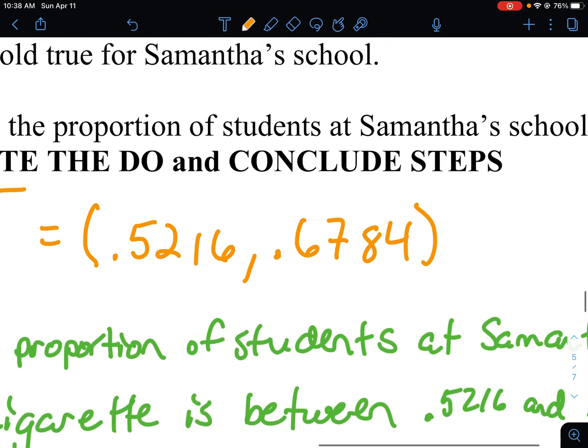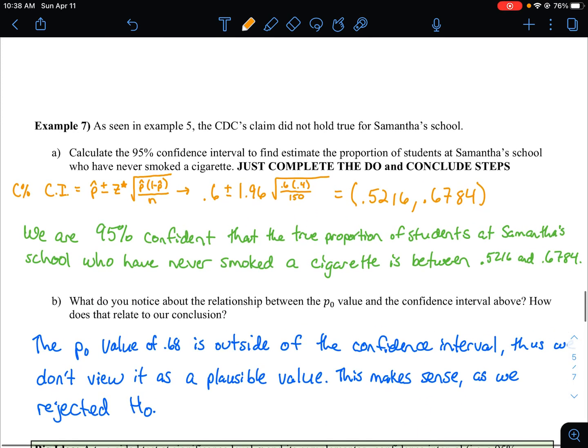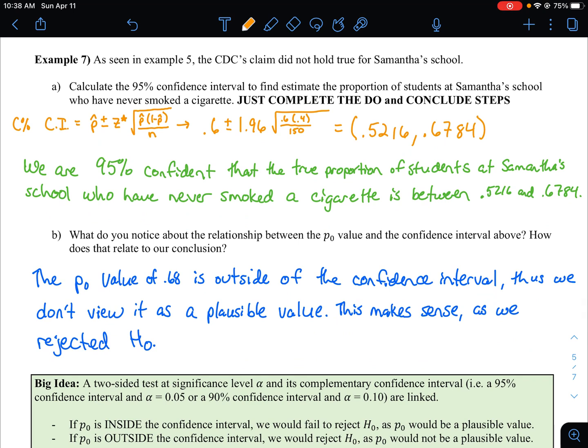And remember what a confidence interval tells us. A confidence interval tells us the range of plausible values. So what we end up seeing here is that the claim value of 0.68 is outside of the confidence interval. In other words, we're deeming that 0.68 or 68% isn't a plausible value. Okay, it's too large. And this makes sense as to why we rejected the null hypothesis as well. We rejected the idea that 0.68 is the answer. Okay, and so what we see is how these two things go hand in hand.